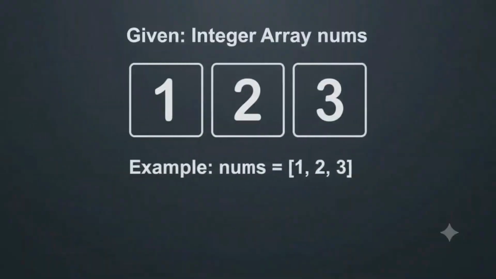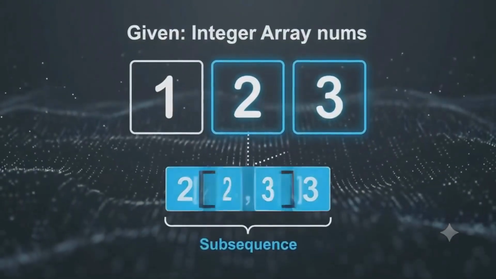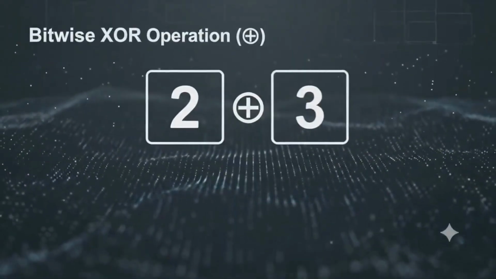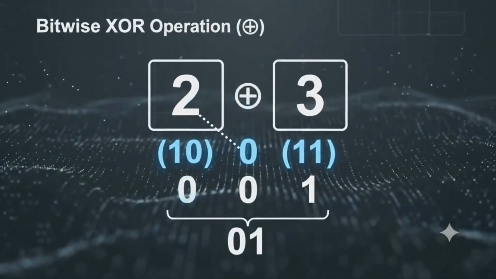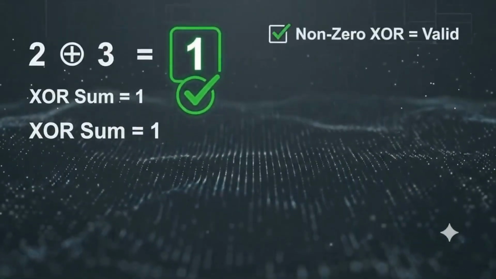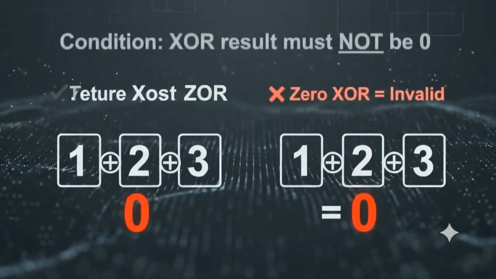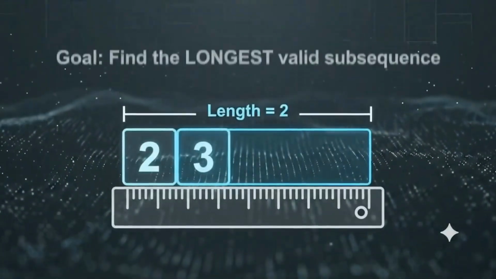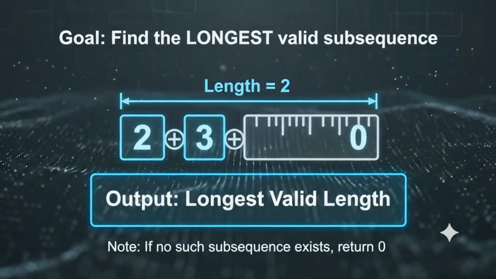You are given an integer array called nums. A subsequence is formed by picking elements while keeping their original order. Calculate the bitwise XOR sum of all numbers in your chosen subsequence. The total XOR result of the chosen subsequence must be strictly greater than 0. Return the length of the longest subsequence with a non-zero XOR. If no such subsequence exists, return 0.